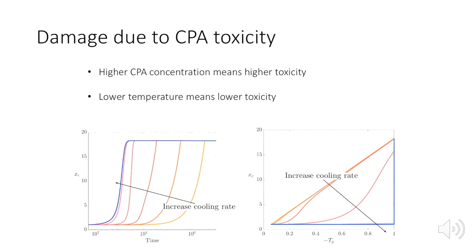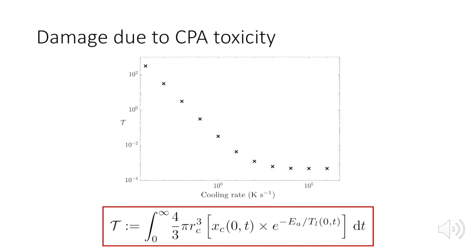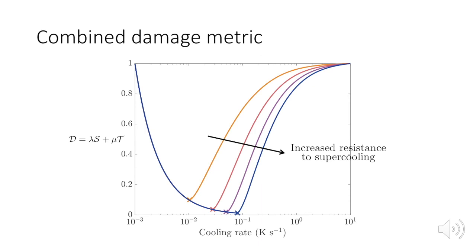For this metric, we want to quantify the cumulative CPA exposure of the cell, accounting for the lower metabolic damage at lower temperatures, and the result is given by this T metric here. This is similar to the CPA toxicity cost functions introduced by Benson and co-workers. I've plotted this metric for different cooling rates here, and you can see that it increases as cooling rate decreases, as you'd expect intuitively, but our model is able to quantify this. Again, the asymptotic results agree very well with the numerical results and are much quicker to generate, so they are well worth using.